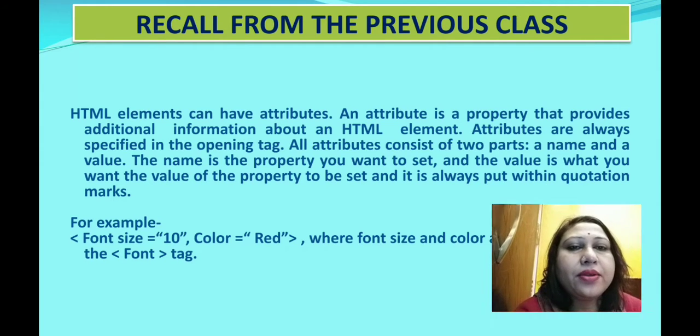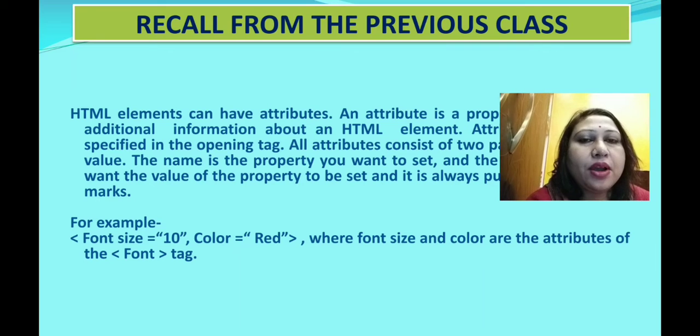So for example, you can see here below we have an example of the font tag, or the font element, and here font size is equal to 10 and color is equal to red. So here font size and color are the attributes of the font tag, and 10 and red are the values of font size and the color. All right, so this is all about your HTML attributes.